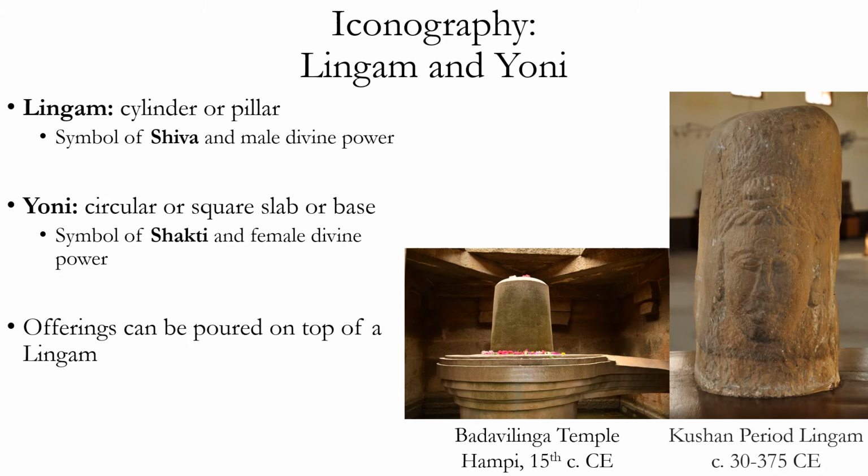Later lingams will often be just purely abstract, like the one you can see in the picture on the left from Bhattavalinga Temple, and that dates to around 15th century CE. A Shiva lingam is often paired with a yoni, which can be a flat slab of stone, either in square or circular shape. This is a symbol of Shakti, or female divine power.